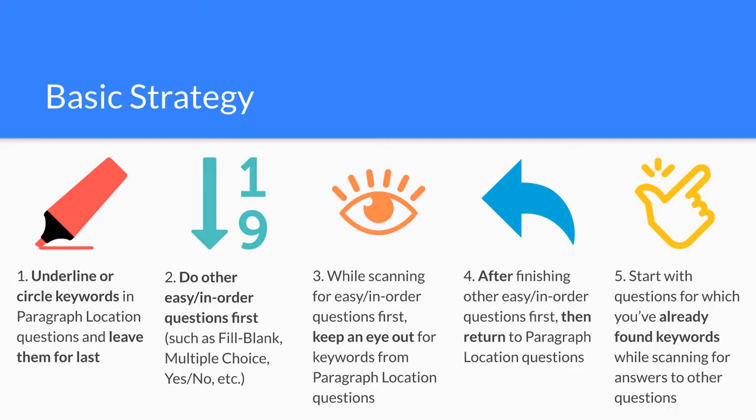Well, that's quite easy. Hopefully, by this point, you will already have noticed some keywords from the paragraph location questions. So while you were scanning for the keywords to the easy questions, you will already have noticed some keywords from the paragraph location questions. So since you've already found some keywords from those questions, it's best to start there. Start with those questions first because those are questions for which you already have the information. So start there.